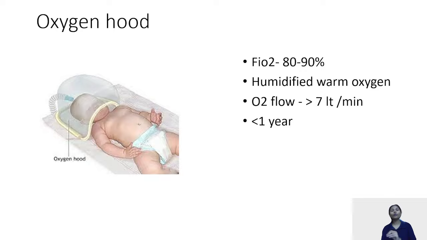And the oxygen flow in the oxygen hood has to be more than 10 liters per minute. Around 15 liters of oxygen is provided through this oxygen hood, and a minimum of 10 liters per minute should be given. In some books it is said that at least 7 liters per minute should be given, but if the options are 7 and 10, then you can choose 7, or you can choose 10 liters per minute.